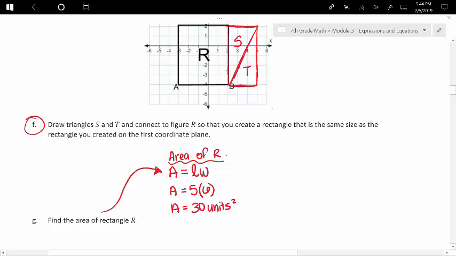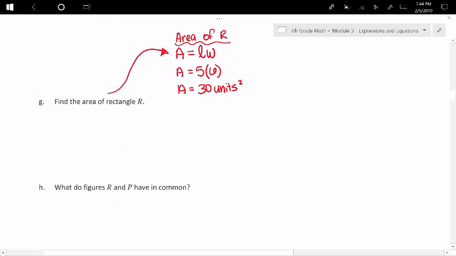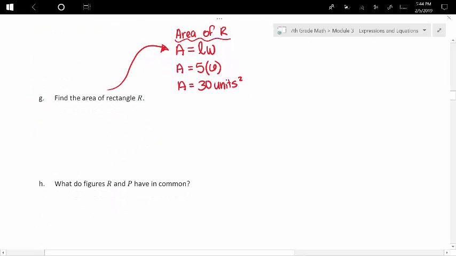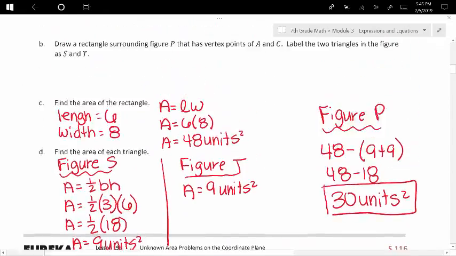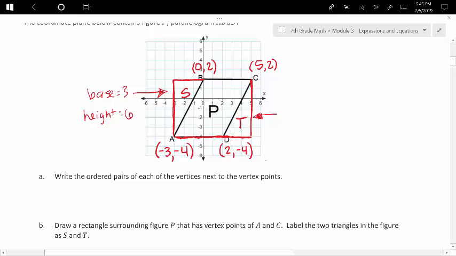Okay, so let's go ahead and look at the next one here. What do figures R and P have in common? So R and P, we didn't have P on here, so what are they talking about? Oh, we're talking about the other. So R and P, that's this one. Sorry, guys.